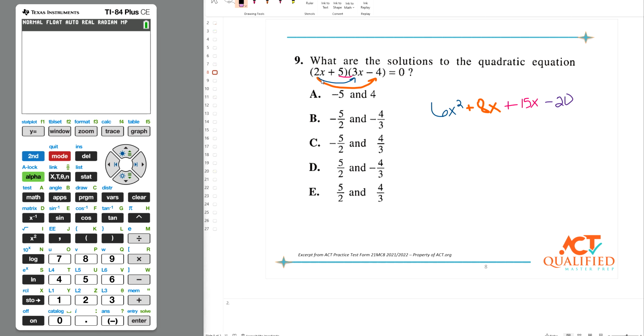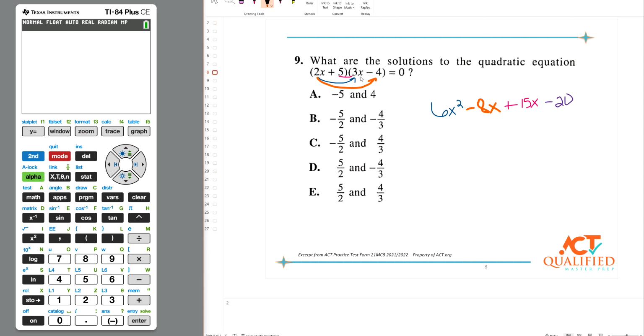But first, before we can do that, we need to actually simplify this expression and combine like terms. So I've sort of done that for you here. Okay, so what we're going to do is use FOIL to distribute and combine like terms. So 2x times 3x is 6x squared, and 2x times negative 4 is negative 8x.